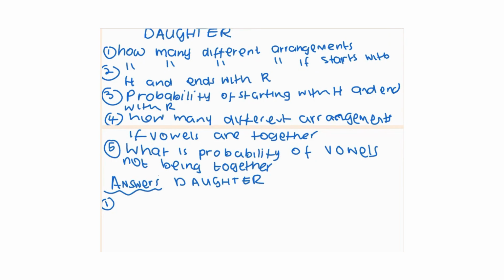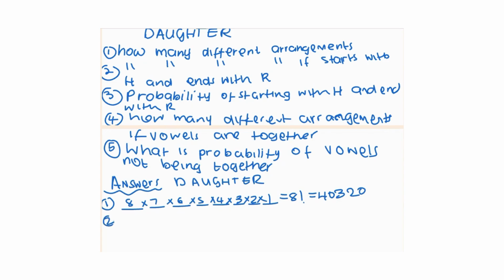How many different arrangements? Remember, you just check how many letters you have. 1 2 3 4 5 6 7 8. It's 8 spaces. Do we have anything that's repeating? No, we don't. So we say 8 times 7 times 6 times 5 times 4 times 3 times 2 times 1, which is the same as 8 factorial. What is 8 factorial? 8 factorial is 40,320.